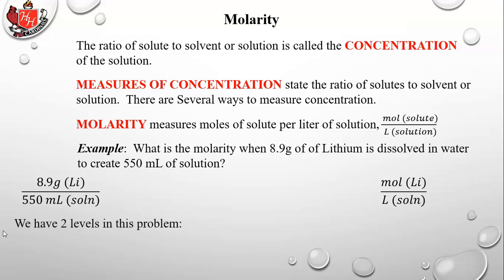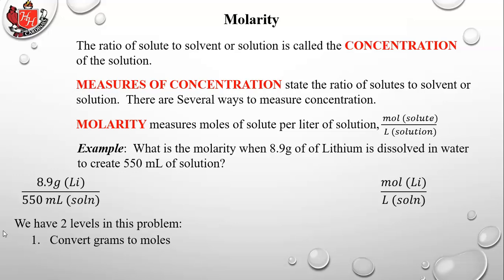So we have two levels in this problem. So you treat it like two separate problems, the top part and the bottom part. So you convert grams to moles. So look at the top part only, the numerators only. You have 8.9 grams of lithium. You need to end up with moles of lithium. So you've done this conversion 100 times in this class. It's a grams to moles conversion.